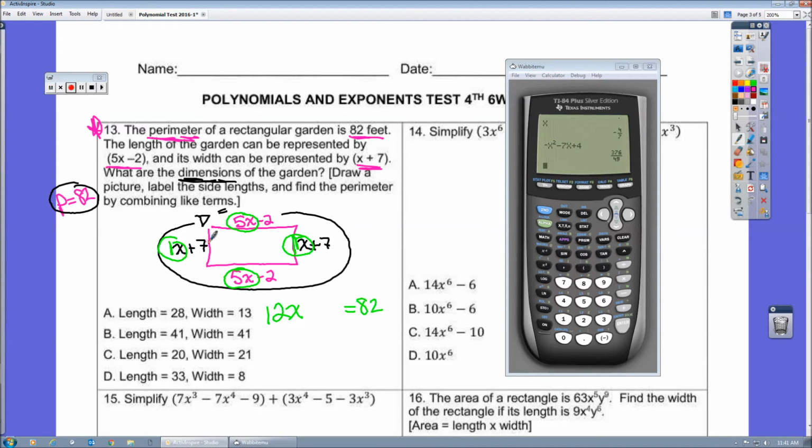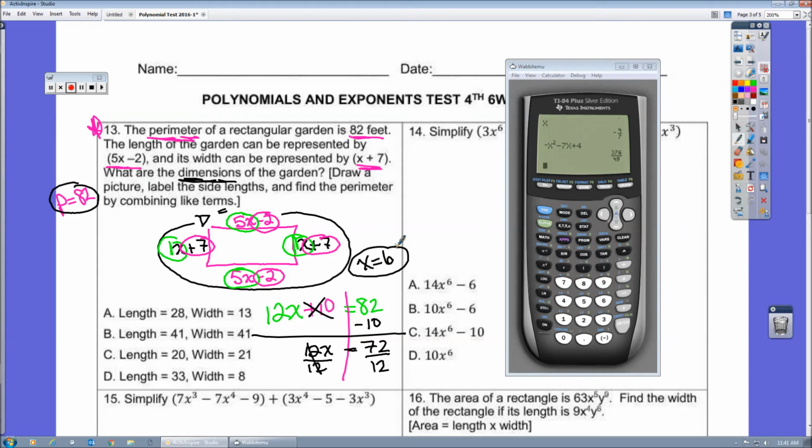Let's get a different color here. Now let's add the numbers here. 7 plus 7, that's 14. 14 minus 2 is 12. 12 minus 2, that's positive 10. So now we are going to start doing opposites. We need to get x by itself. So positive 10 becomes minus 10. Bring down the 12x. 82 minus 10 is 72. Our last step is to divide by 12, and you're going to get an answer of 6 for x.